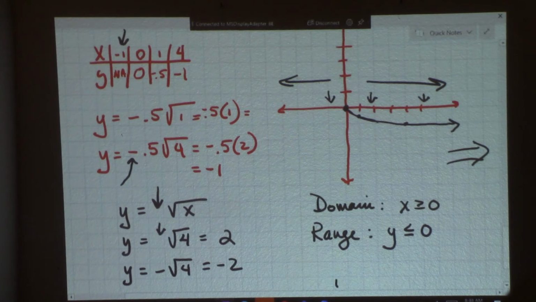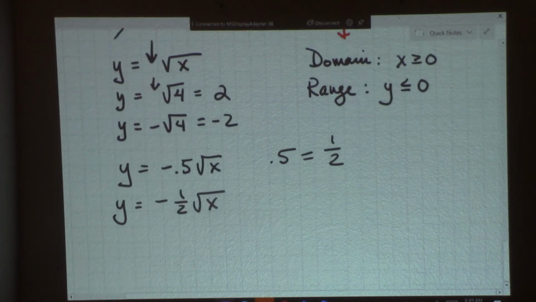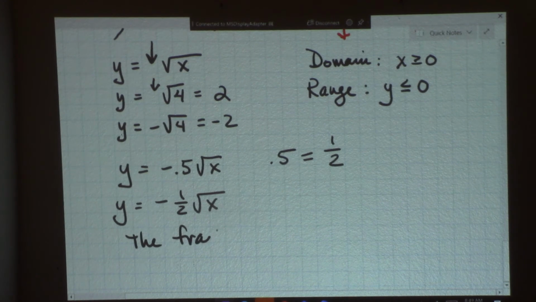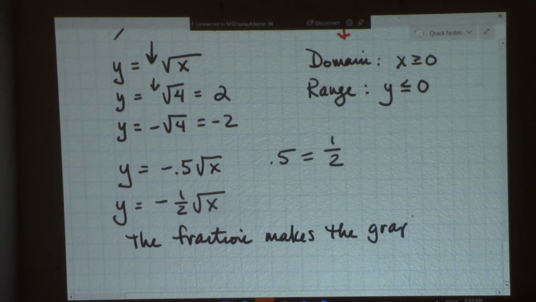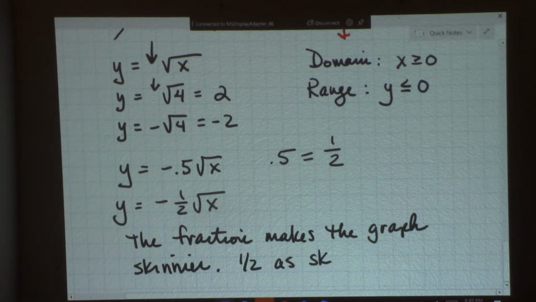If I had the other half of this, this is the original going in this direction if it was negative. Can you see? It's half as wide. So the fraction makes it skinnier. So I want to write it. The fraction makes the graph skinnier, and it's half as skinny, or half as wide. Let's write that, half as wide, because we've got 1/2 for a fraction.